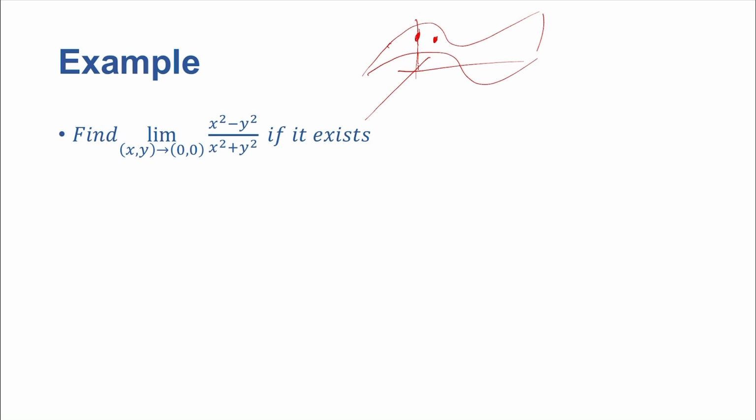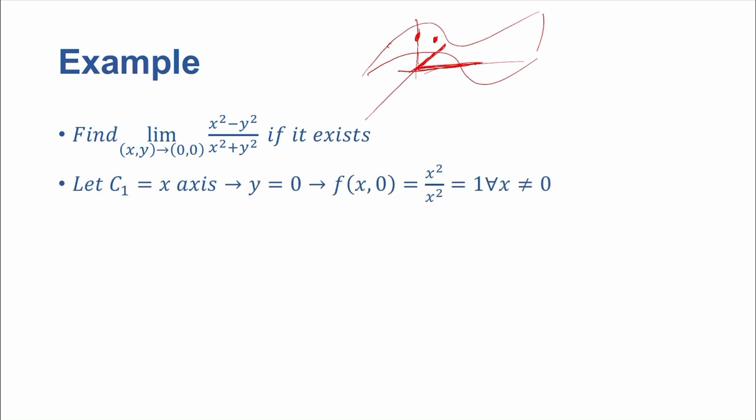What I want to do is approach it first from this way, then I can approach it from this way. Then I can see if those both give the same value, and if they don't, then the limit doesn't exist. So let's try from the x-axis. Let this first path, C1, be the x-axis. That means y needs to be 0, because on the x-axis, y is always 0.